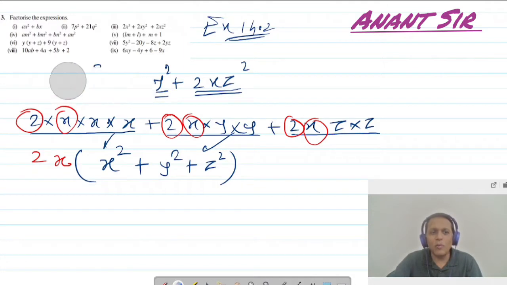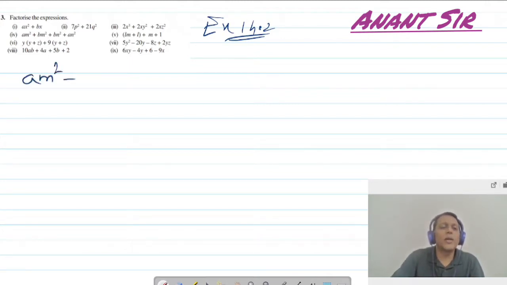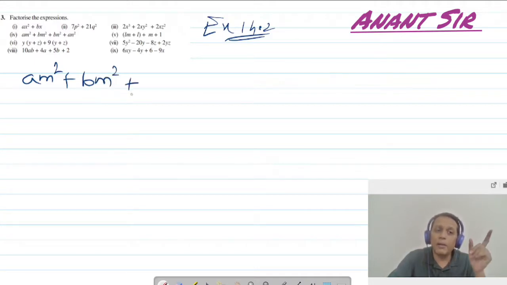So now we move on to question number 4. I hope you are getting the questions very easily, okay? So question number 4 is am square. This type of questions also we have solved in the previous videos, okay? am square plus bm square plus bn square plus an square.